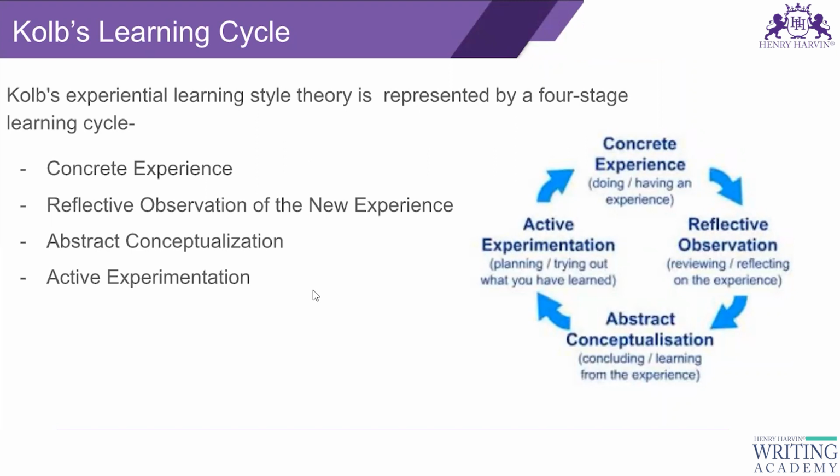The next one is reflective observation. Whatever task I have done, whatever experience I have gained, how is it going to reflect? It is reviewing that experience. The next one is conceptualization: concluding or learning from the experience. I did some work, I learned something, it was reflected, and then I learn from that reflection. The next one is experimentation: based upon this, planning and trying out what you have learned, which means implementation. So these are the four different stages.